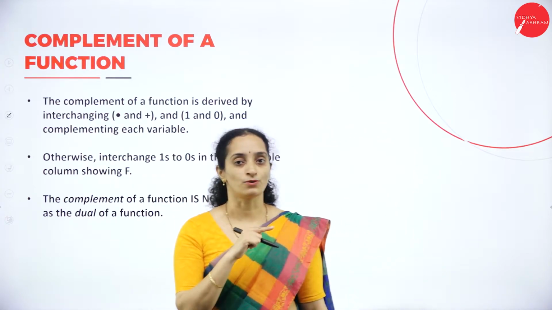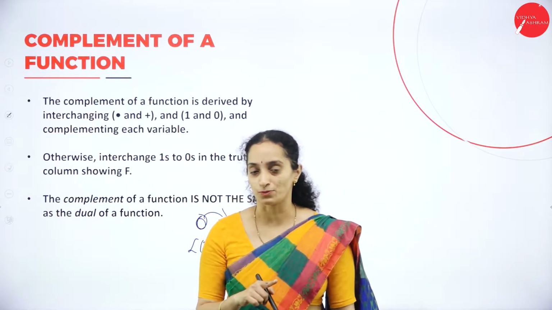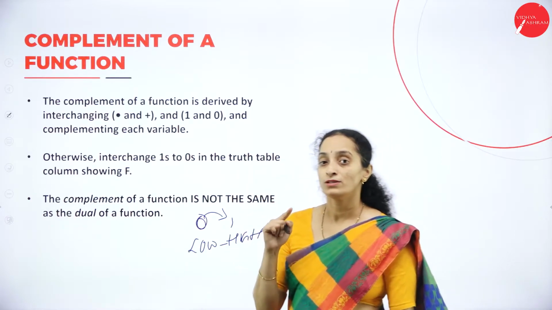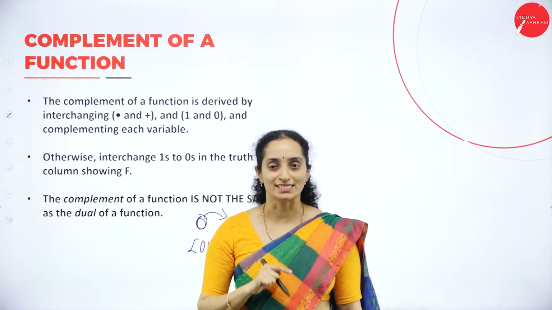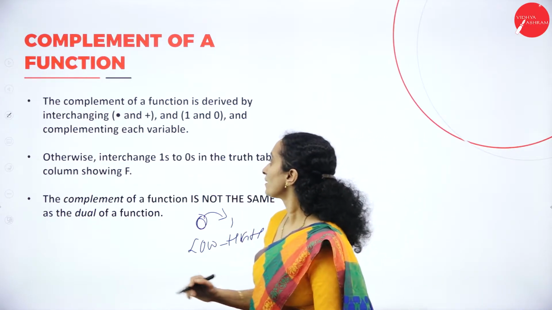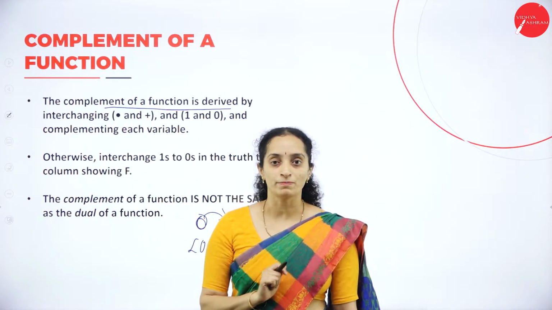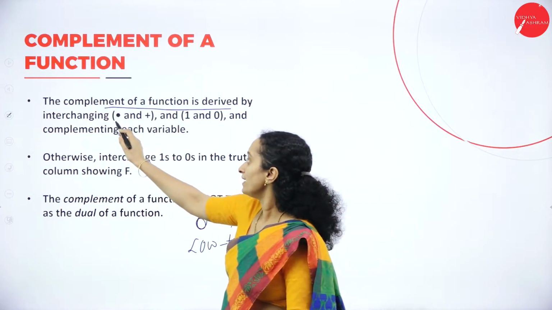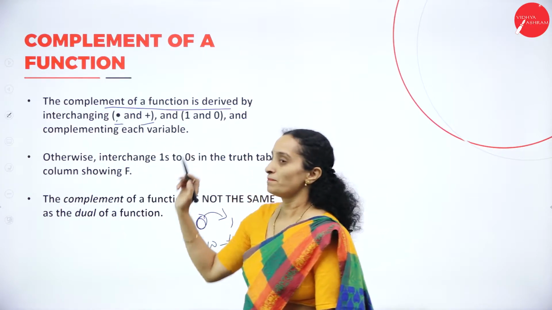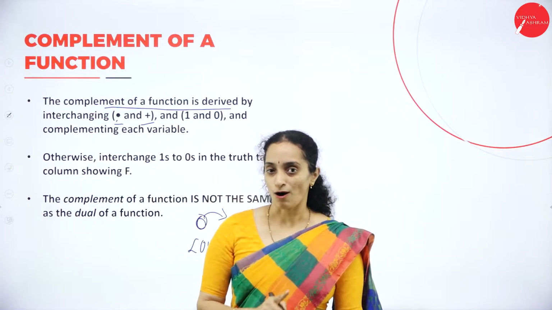If you have 0, you must know how to make it 1. If you have 1, you must know how to make it 0. How do you find out the complement of a function? You can derive the complement of a function by interchanging the multiplication and the addition operator.